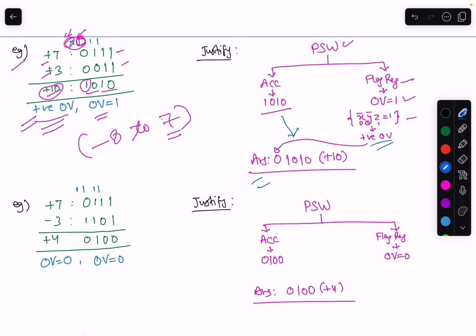If there is positive overflow, we put 0 here. If it is negative overflow, we put 1 here. If there is no overflow, we just take the accumulator content. We don't add 0 or 1.